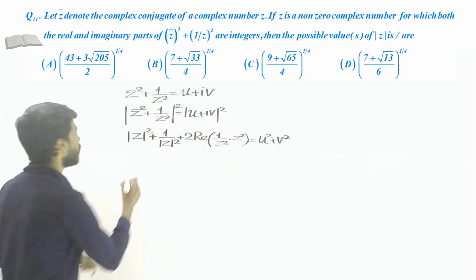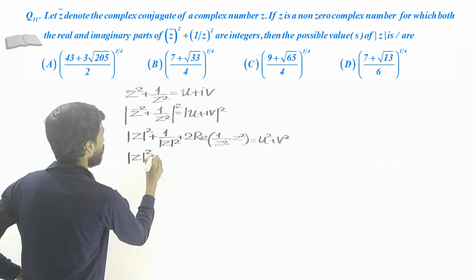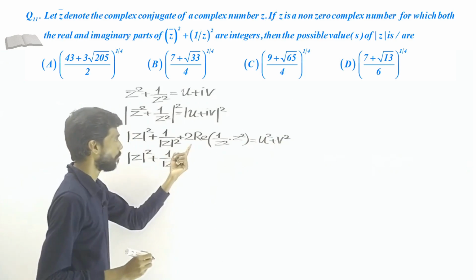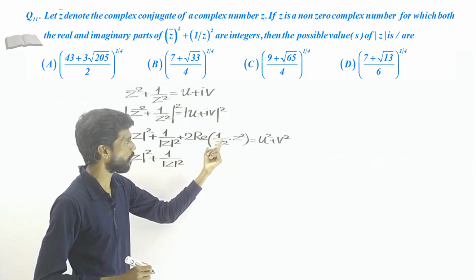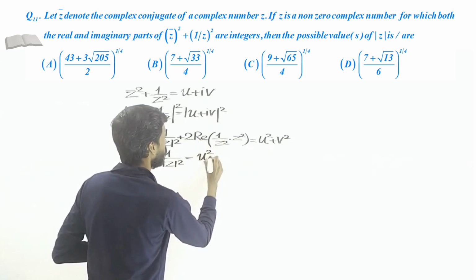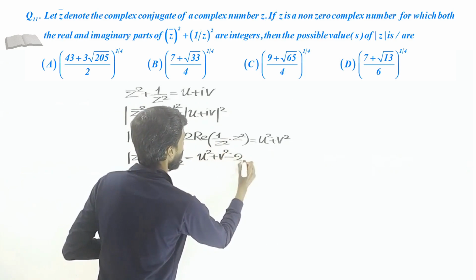Yes, now let's simplify this. So modulus of z square plus 1 by modulus of z square, this is plus 2, okay, because this is 1, okay, 1 by z square, that gets cancelled, so 2 equal to that one, so we can take it to the other side, u square plus v square minus 2, okay.